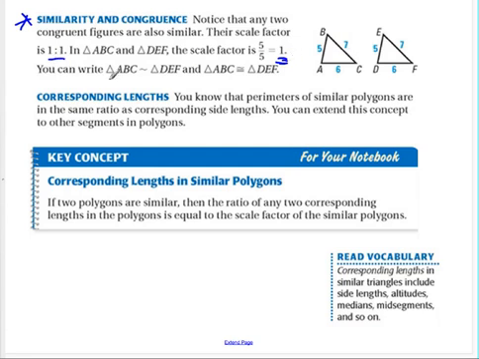You can write that these two triangles are similar. You can also write that they're congruent. This is a more specific statement which does tell you that they are similar. So if I was to write just one of these, I would pick the one that says that they're congruent.